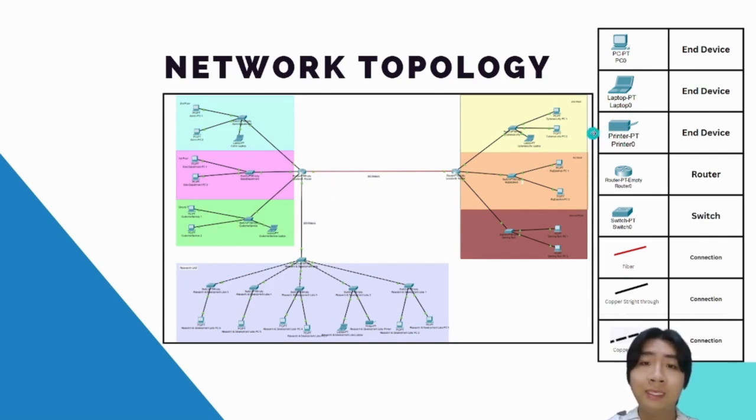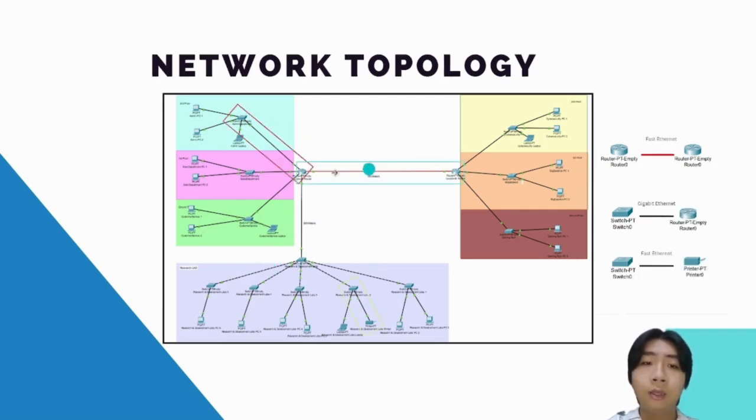For PC, we use PC-PT, laptop uses Laptop-PT, printer uses Printer-PT, router uses Router-PT-MT, and switch uses Switch-PT. For fiber, it is this red color line, copper straight-through is this full black line, and copper crossover is this dotted black line.